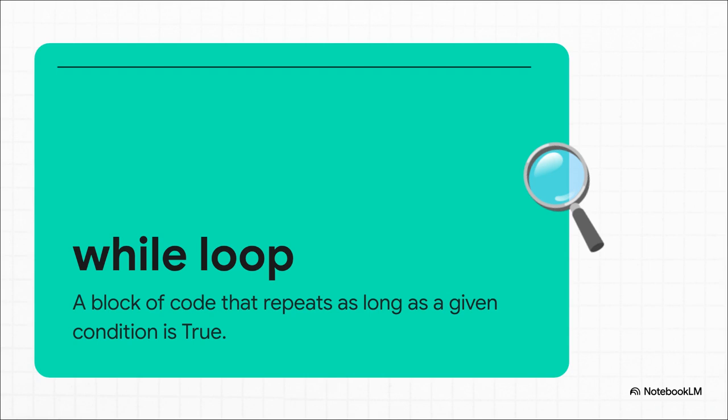You can think of it like a super focused employee. It looks at one single condition, and as long as that condition is true, it just keeps on working, executing that block of code. The very moment that condition becomes false, it stops. It's literally built for those moments when you just don't know how many times you need to go.